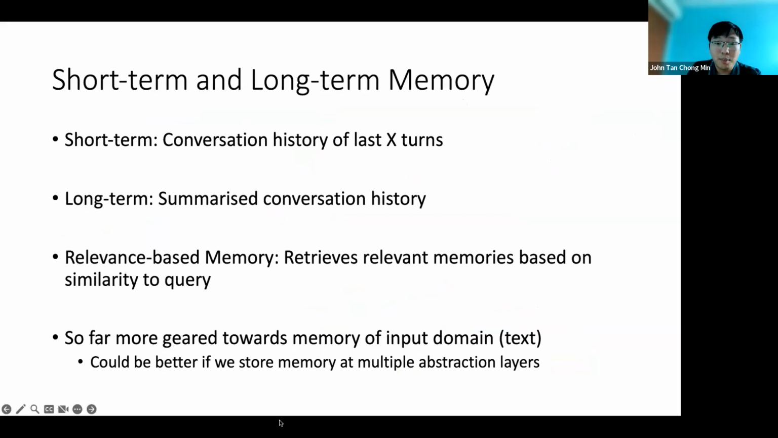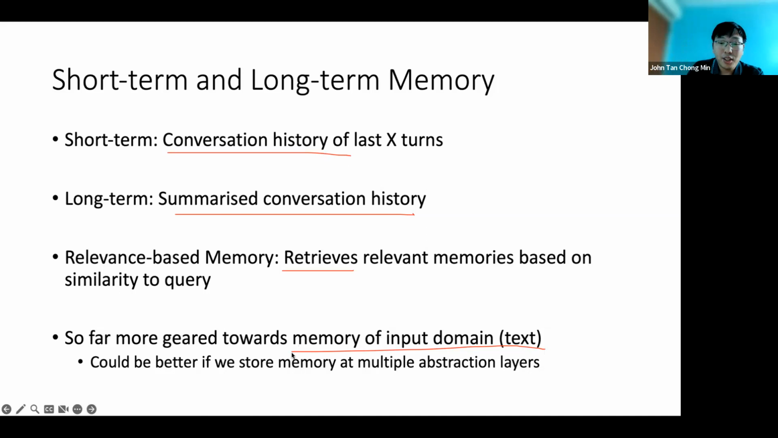We have the short-term memory, which is like the conversation history. Long-term summarize. Relevance-based is like retrieval augmented generation. You retrieve the past conversation. But there's a big problem of memory right now, which is that everything is based on text. And if you base everything on the text input, sometimes you might have higher level planning, like for example, you walk left, walk right, walk left, walk right, and you might reflect and say, I move from point A to point B.